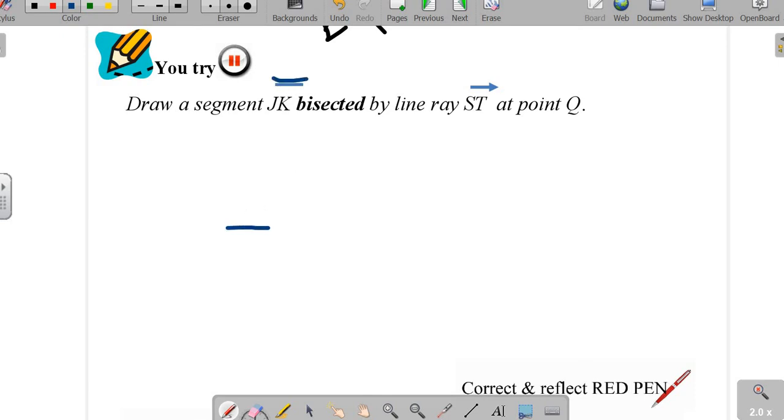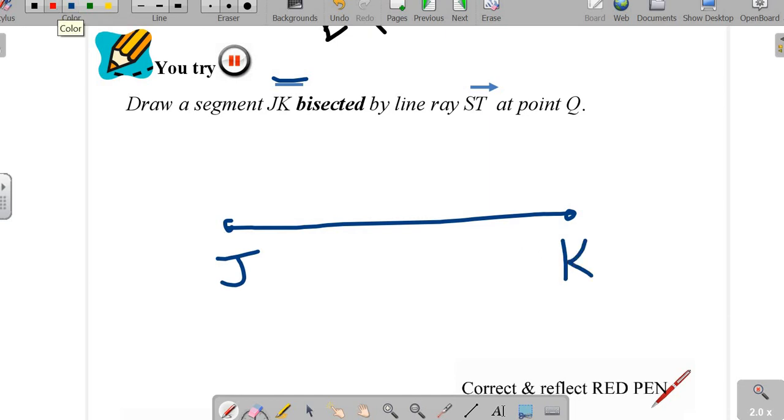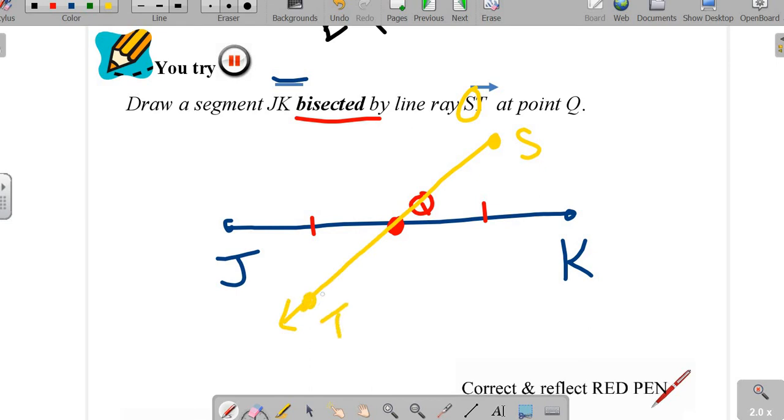Welcome back. We have JK being bisected by a ray ST at point Q. Bisected means it's going through a middle, so Q technically would have been the midpoint. S is an endpoint. It doesn't matter which side you start S at, but it's an endpoint going through Q, and your arrow point would have been T. Please correct your work.